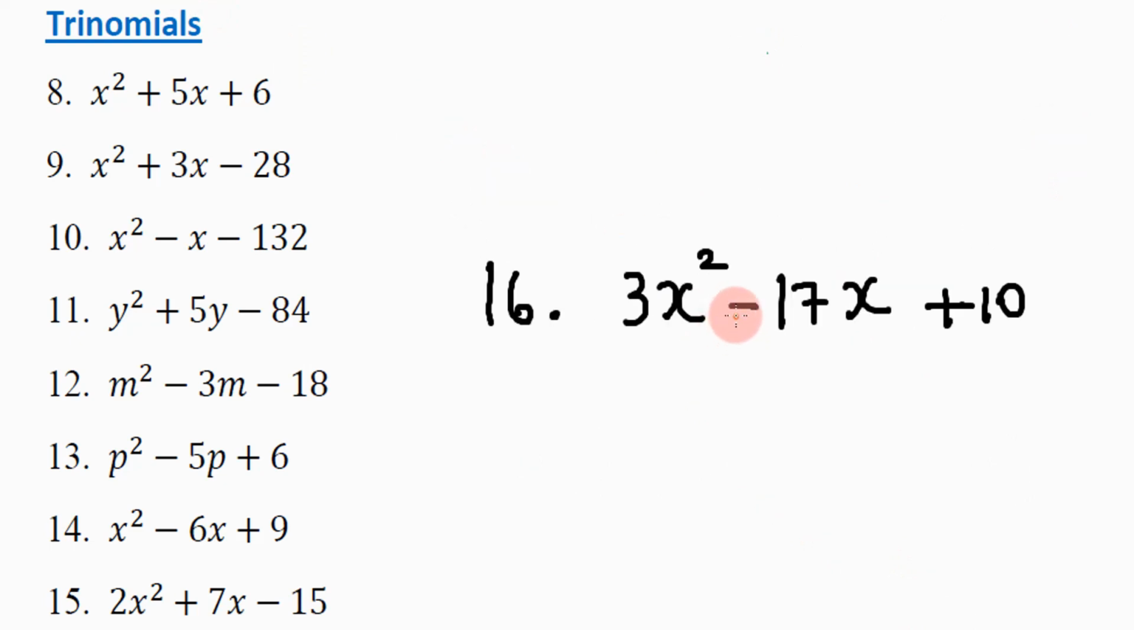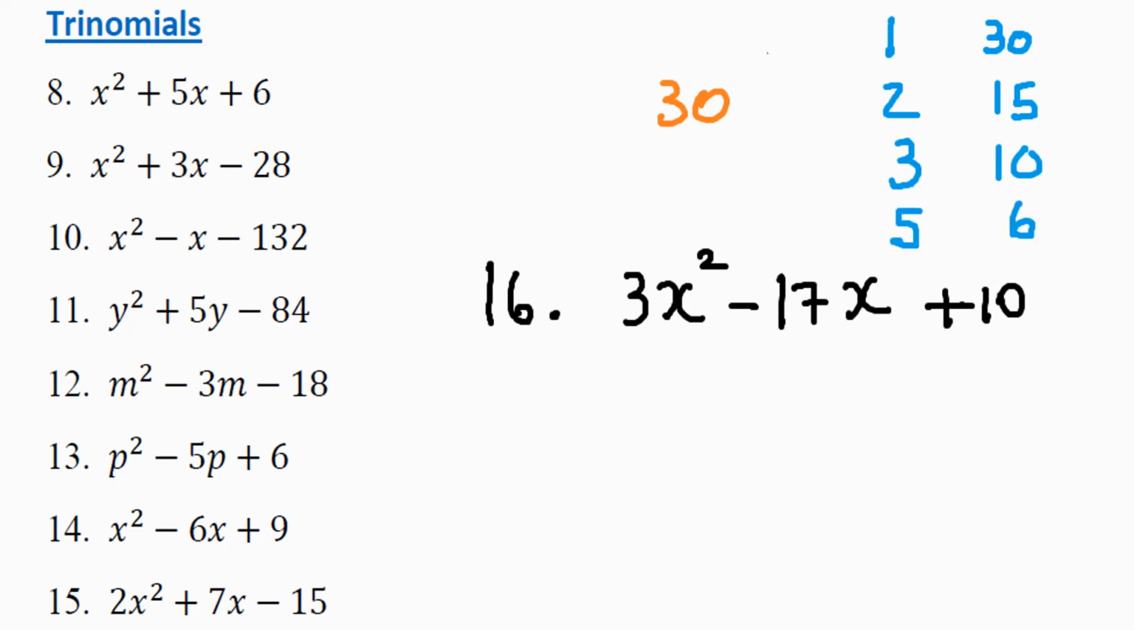So once again, you should note that the x squared coefficient here is 3, so it's not 1. So we're going to use the following method. We multiply the x squared coefficient by the constant, in other words 3 times 10, or 3 times positive 10, and of course we get 30, or positive 30. Now we write down the factors of 30. So 1 and 30, 2 and 15, 3 and 10, and 5 and 6.